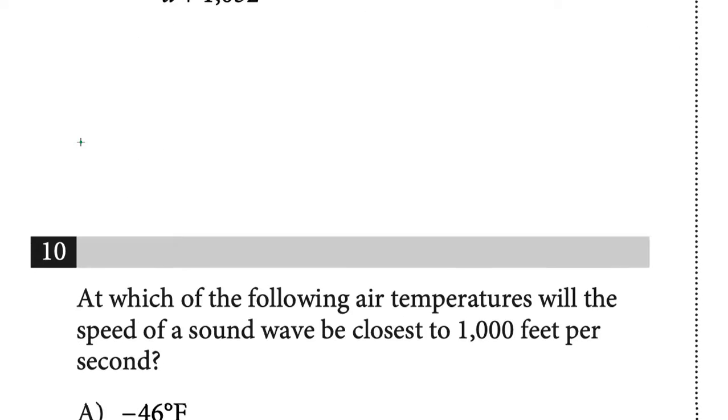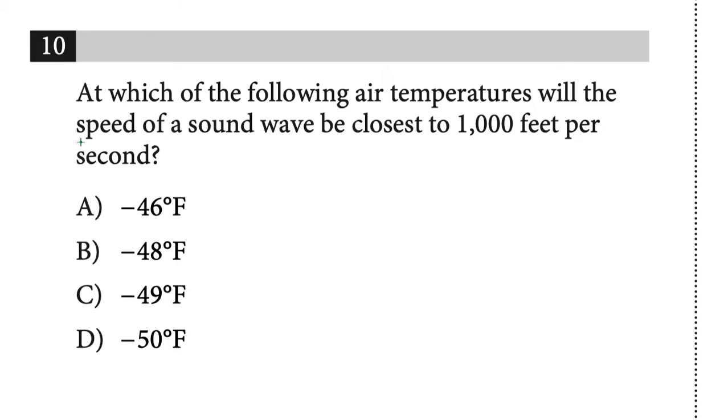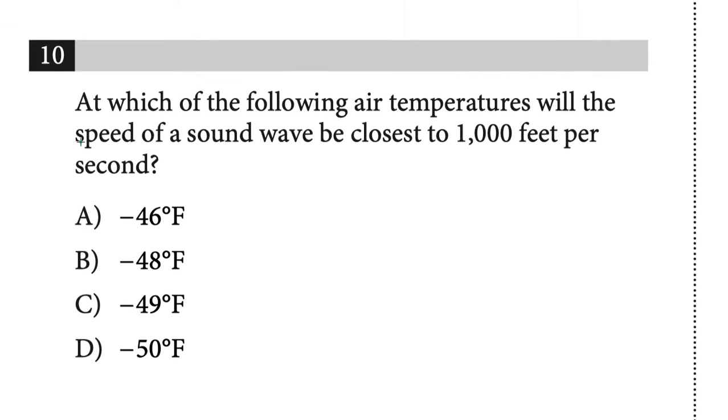We're moving on to number 10. Still referring to that equation up above, at which of the following air temperatures will the speed of sound be closest to 1,000 feet per second? So it's essentially telling us to plug in 1,000, but we need to figure out what to plug it in for. Do I plug that in for A? Do I plug that in for T? Take a guess.